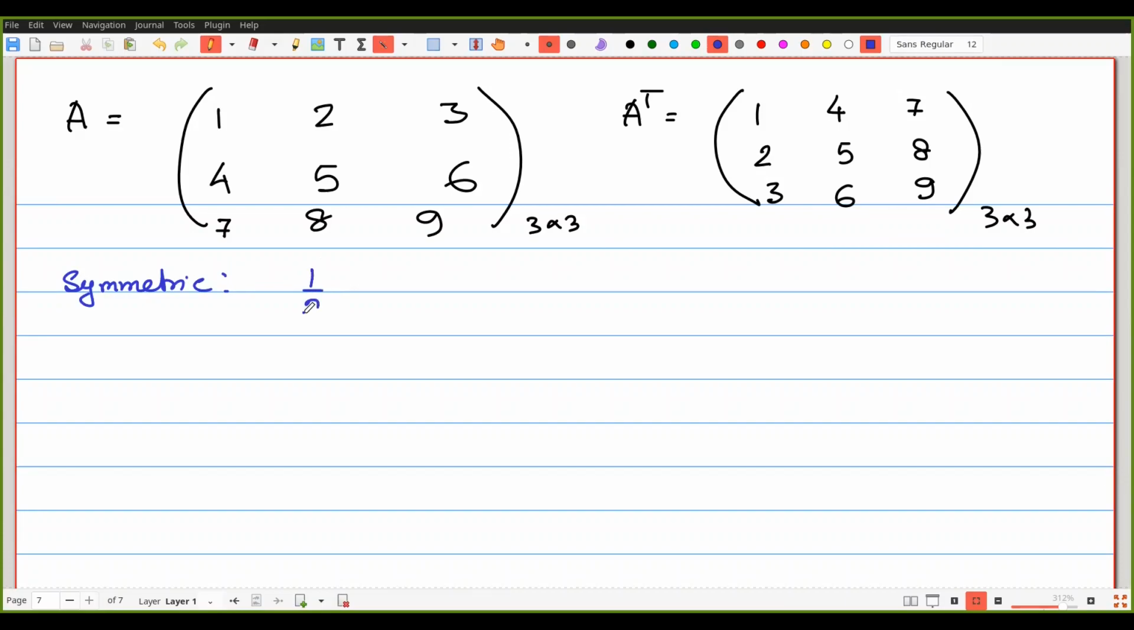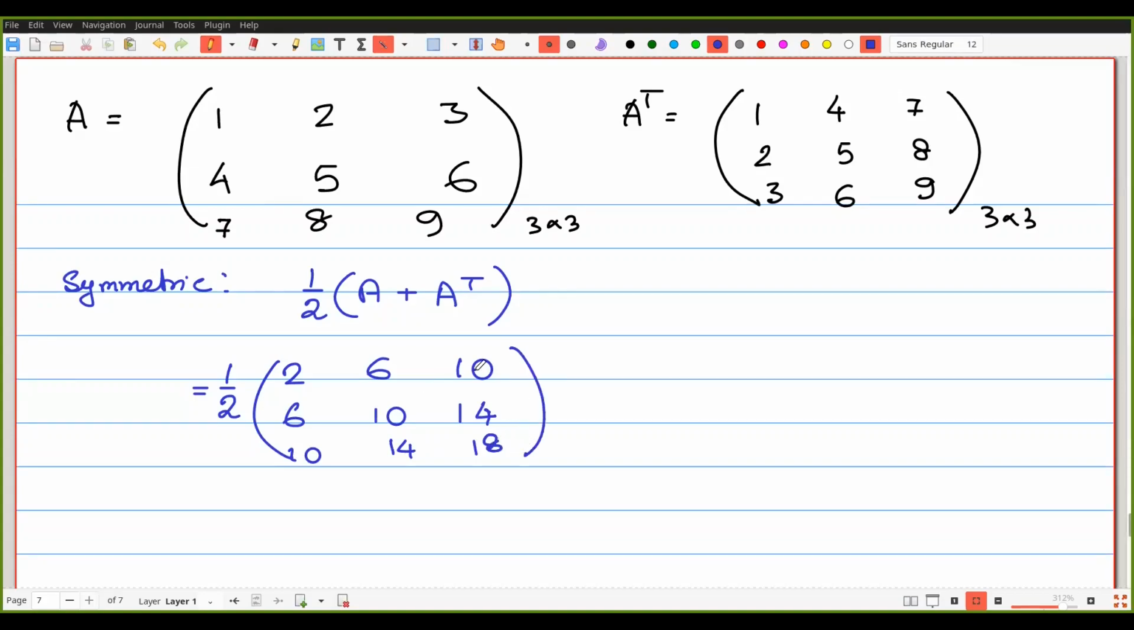So that is half of A plus A transpose. 1 plus 1, 2. 2 plus 4, 6. 3 plus 7, 10. 4 plus 2, 6. 5 plus 5, 10. 6 plus 8, 14. 7 plus 3, 10. 8 plus 6, 14. 9 plus 9, 18. And you may check, it is 2, 6, 10, 6, 10, 14, 10, 14, 18. That is already a symmetric matrix. We don't need to multiply with the half; otherwise also that is a symmetric matrix.